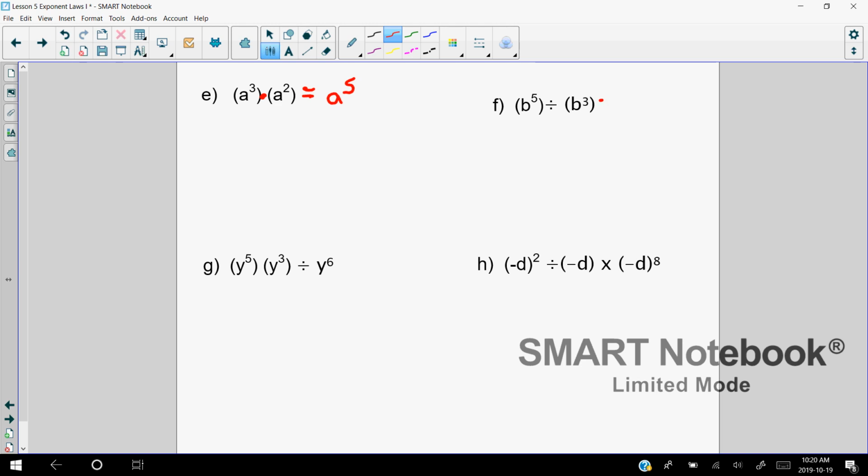Okay, next one, we're dealing with division. The base is b, and then we subtract the exponent using our exponent laws. All right, a couple different steps now. Use your product law, y to the power of 5 plus 3, which is 8, and then divide it by y to the power of 6. Now I can use my quotient law. Y to the power of 8 minus 6 is 2. So that's my final answer when it tells you to write it as a single power.